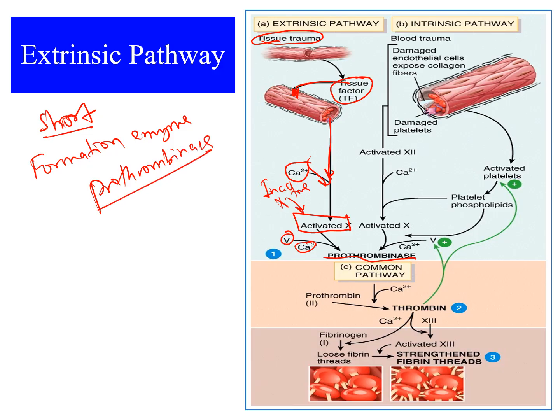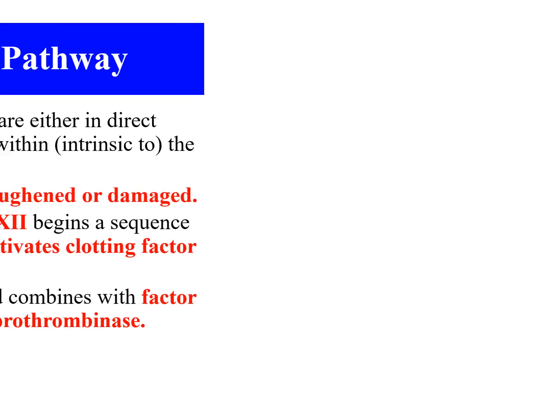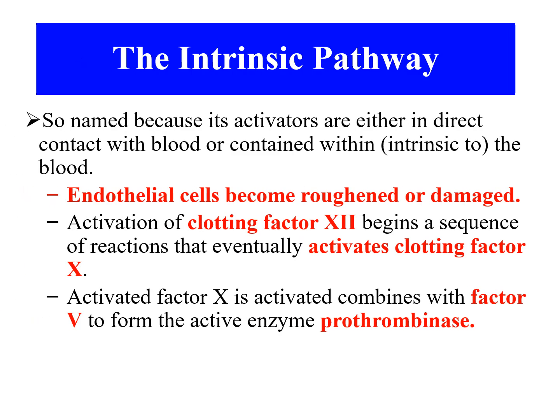So you can see that once tissue factor leaked into the bloodstream, the events in the extrinsic pathway were initiated, where the tissue factor in presence of calcium activated factor 10, and then activated factor 10 combined with factor 5 in the presence of calcium to form the enzyme prothrombinase. So this is how the extrinsic pathway happens. We can now talk about the intrinsic pathway.